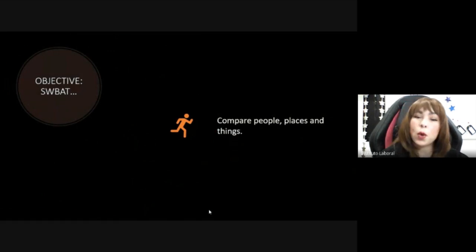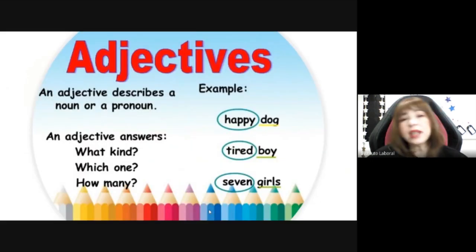Students will be able to compare people, places, and things. What is an adjective? An adjective is a word that describes a noun or a pronoun. For example, happy dog. Happy is the adjective. It's telling us a description about the dog, and dog is the noun.